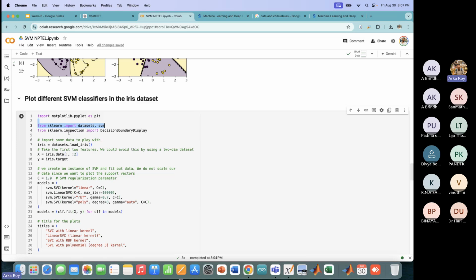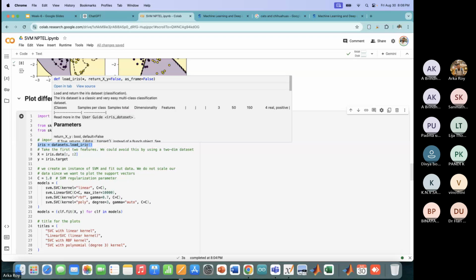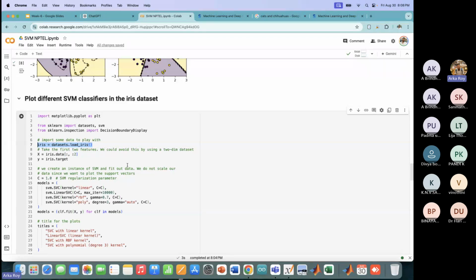After that, again, I'm calling the decision boundary method from sklearn.inspection. Next, I have to load the dataset. We already know how to load a dataset. In probably lecture 2, I had shown you that you have to call datasets.load underscore the dataset name. This is what we have done in MNIST as well. We used datasets.load MNIST, and similarly we are doing datasets.load IRIS.